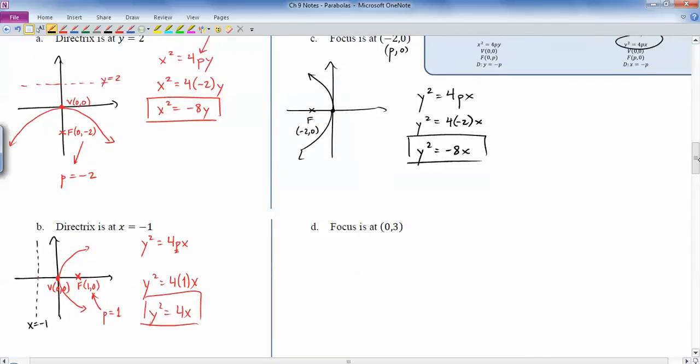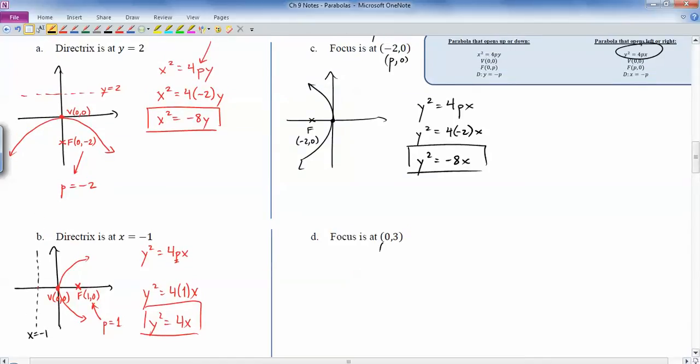All right. Focus is at 0, 3. Well, that's going to be 0p then. Right? And if you draw a quick sketch, you can easily figure out that if this is the focus right here at 0, 3, and this is my vertex at 0, 0, then it's going to have to cradle the focus. So it opens up. And ones that open up have that form: x squared equals 4py. Okay, well, p's 3, so x squared equals 4 times 3 times y, which is 12y.